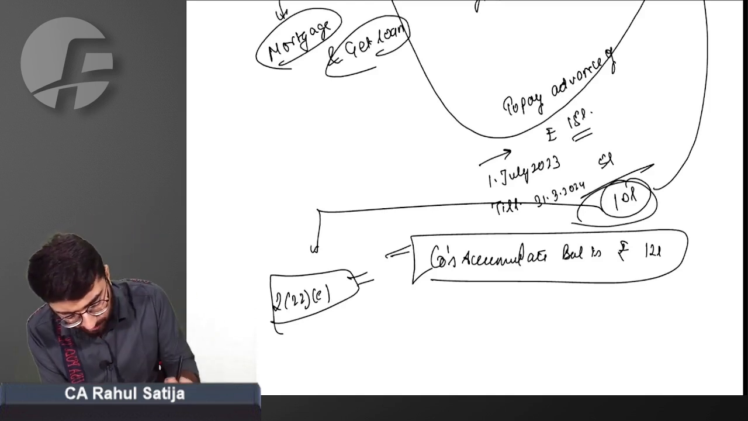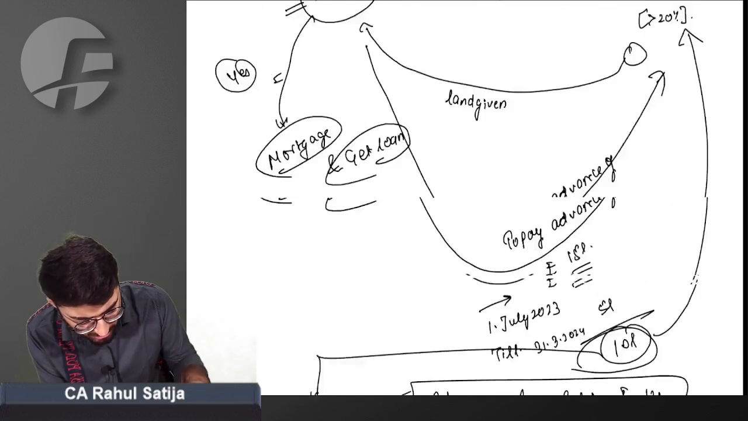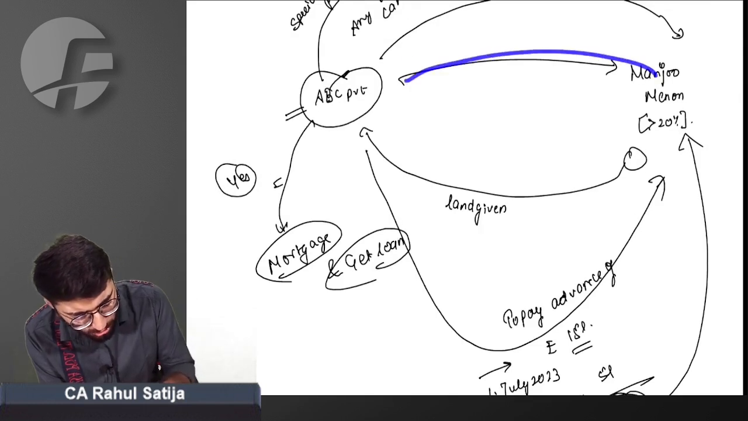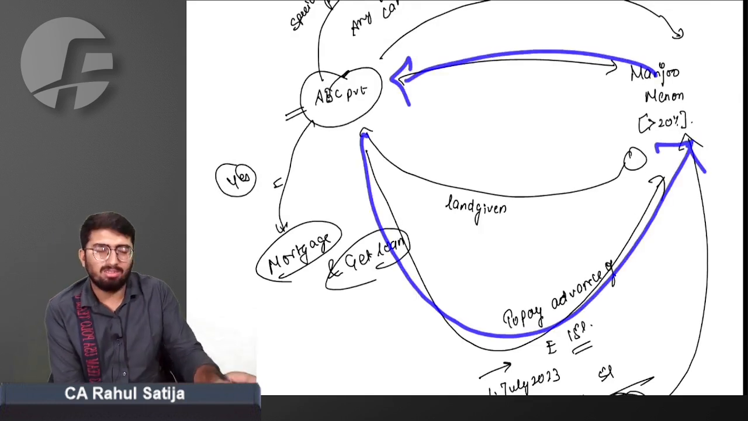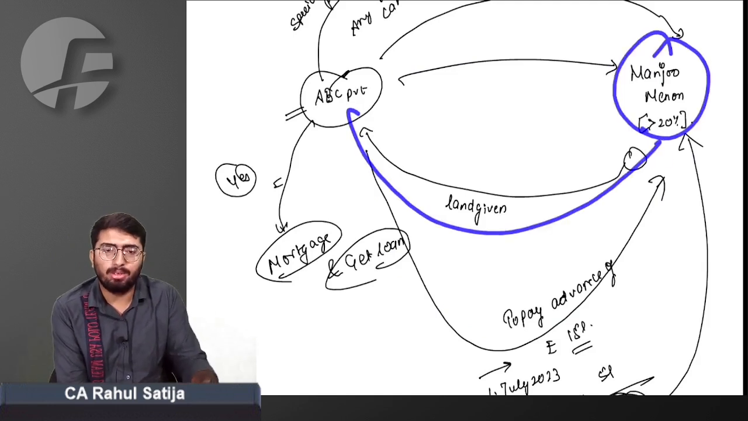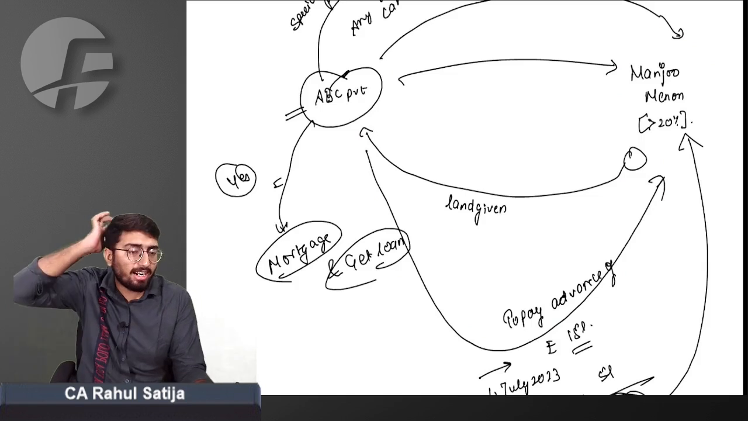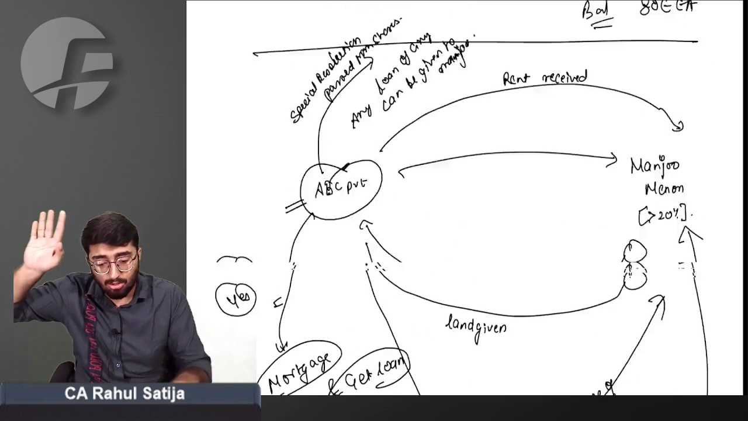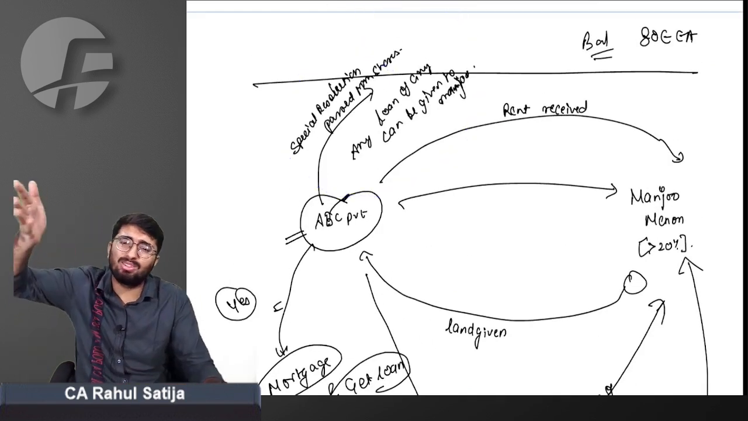The right answer is, can I say Manju was already required to receive this rent? Manju was required to receive rent every month, and he has just asked for an advance against that rent. He has not got any loan from the company. He has just got rent.